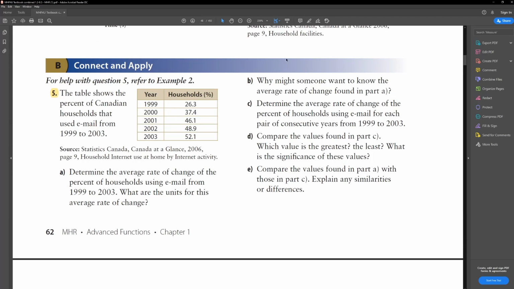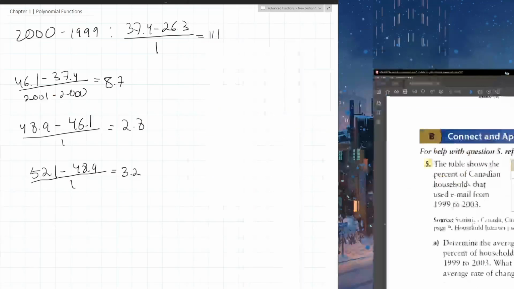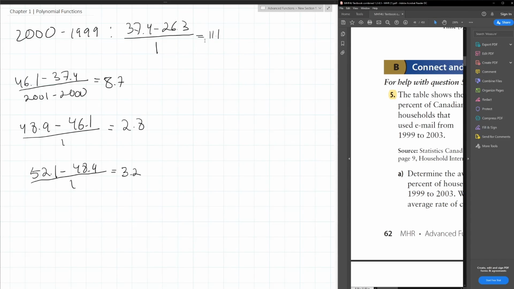Part D. Compare the values found in Part C. Which value is the greatest and the least? What is the significance of these values? Well, as we could see, the greatest one is the first one, which was 11.1. Then the least one is 2.8.